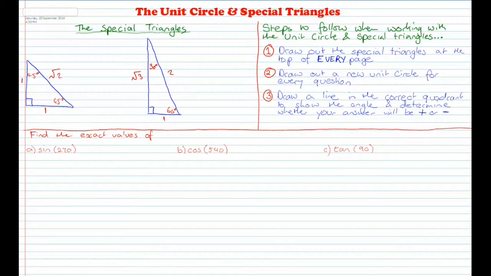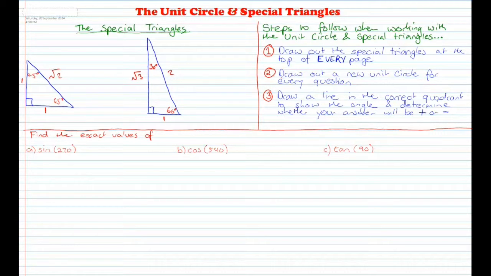Now the next thing you need to know are the steps to follow when working with the unit circle and special triangles. Now the very first step is draw out the special triangles at the top of every page. So you need to make sure that you draw these two triangles at the top of every page, just so once again you remember how to do them when you don't have your notes in a test or an exam. And then the next thing you need to do is draw out a new unit circle for every question, and draw a line in the correct quadrant to show the angle and determine whether your answer will be positive or negative.